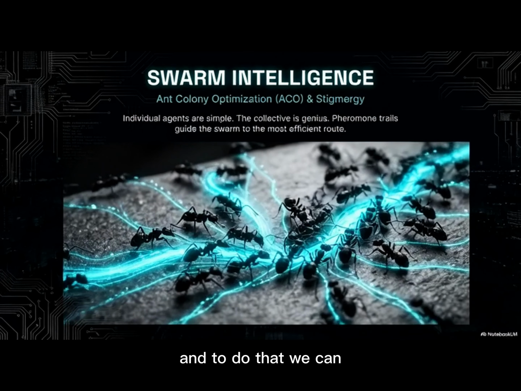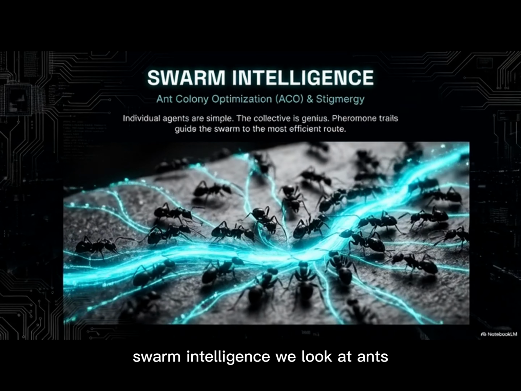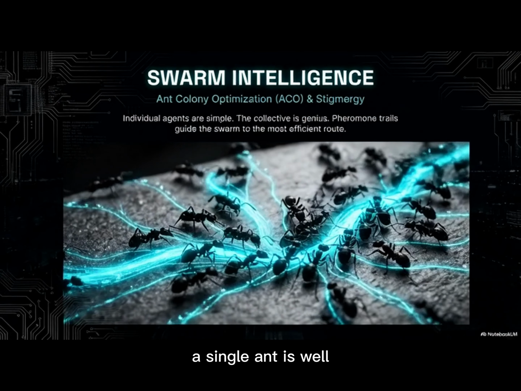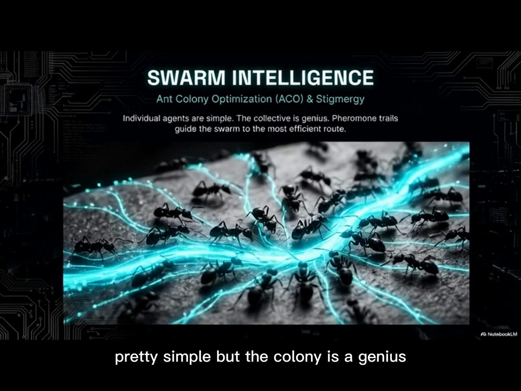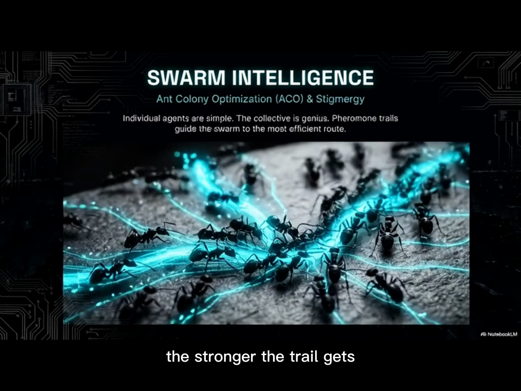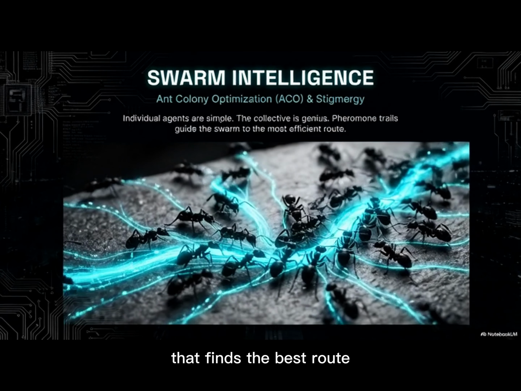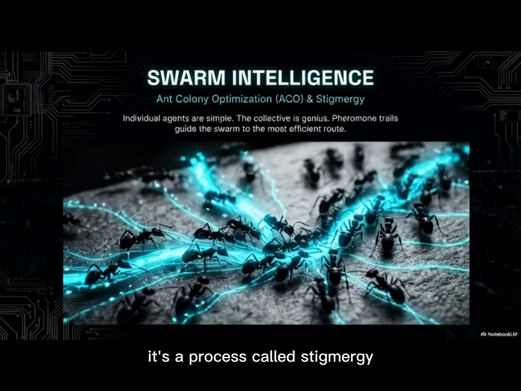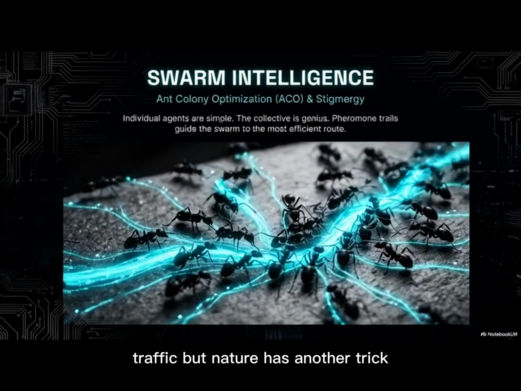And to do that, we can look to nature. Swarm intelligence. We look at ants. A single ant is, well, pretty simple. But the colony is a genius. They leave pheromone trails. The shorter a path is, the more ants use it, the stronger the trail gets. It's like a positive feedback loop that finds the best route. It's a process called stigmergy. And we use that same idea to route things like internet traffic.